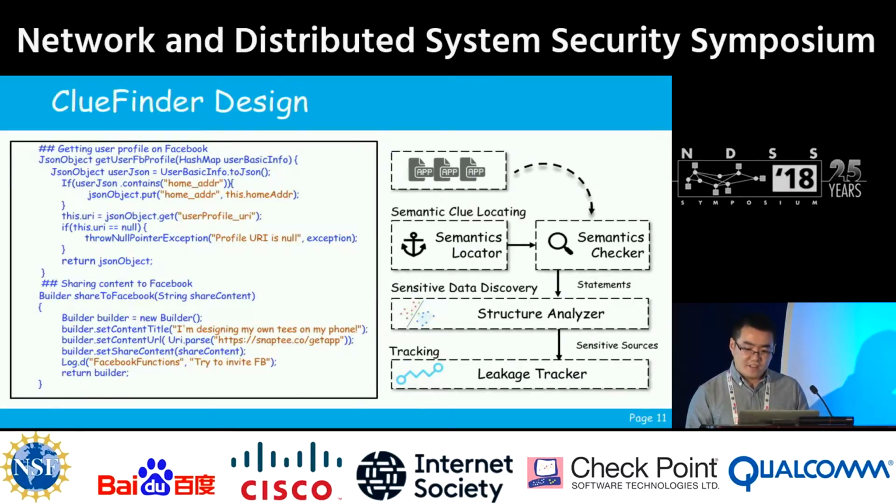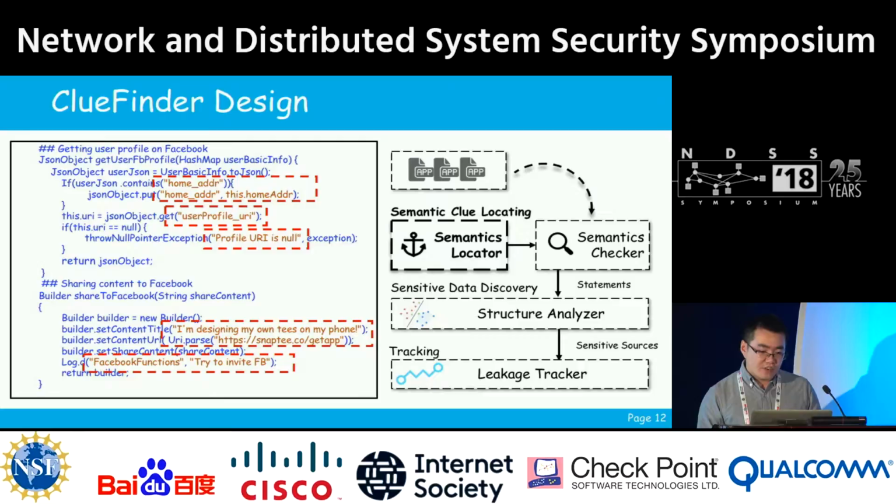Here, we present the design of ClueFinder. It includes a semantics locator, a semantics checker, a structure analyzer, and a leakage tracker. The idea behind ClueFinder is to quickly screen across the app code to locate privacy-related tokens within program elements, and then semantically evaluate the program elements to drop false positives. For a given Android app, the Semantics Locator first disassembles its code and identifies the program elements that carry sensitive tokens.